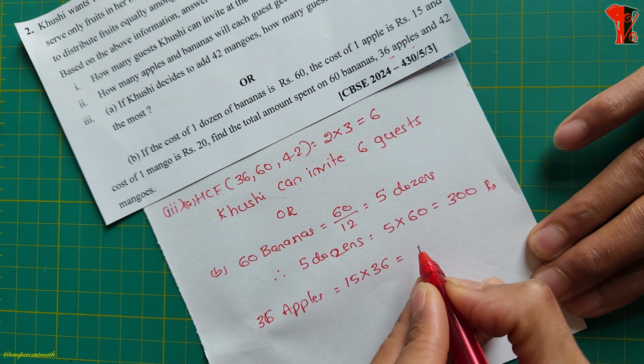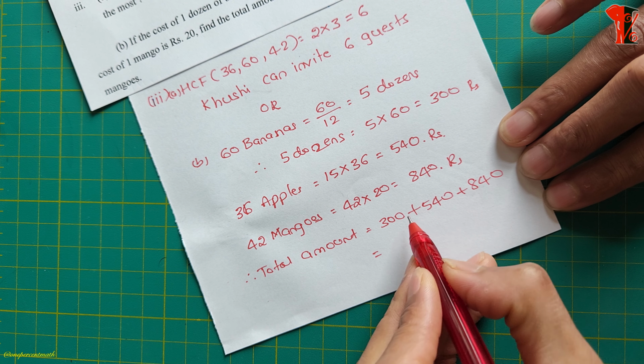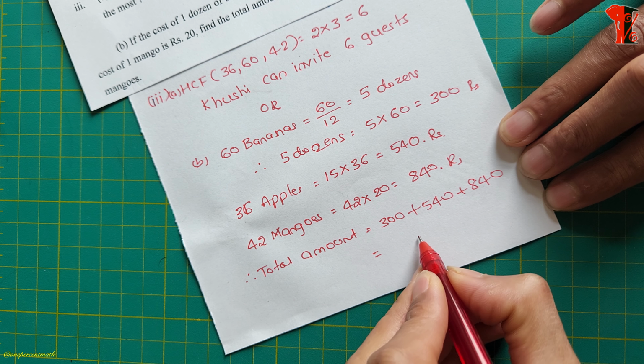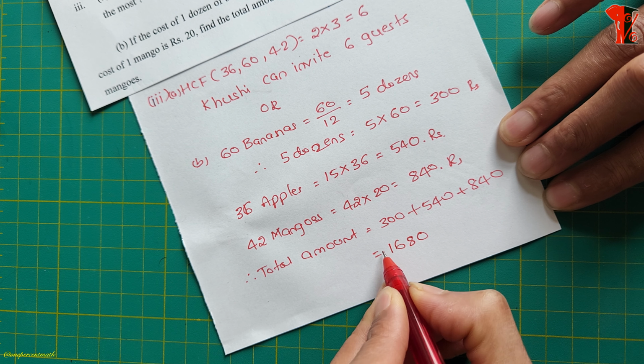It is 840 rupees. So we want the total amount spent, correct? Therefore the total amount is 300 plus 540 plus 840. 0 plus 0 plus 0 is 0. 4 plus 4 is 8, 8 plus 0 is 8 only. 8 plus 5 is 13, 13 plus 3 is 16. So this will be rupees 1680. Okay, now this is the complete solution.